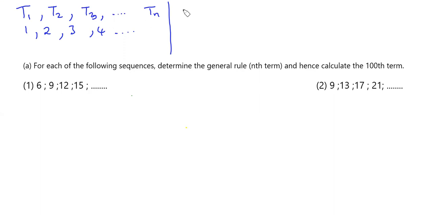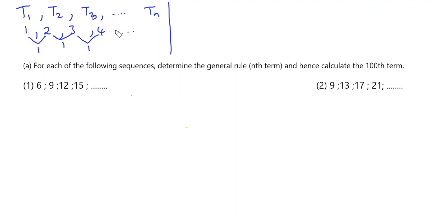For now, the terms can have a common difference. For example, what we have here, 1, 2, 3, 4. We have a common difference. If you say 2 minus 1, you get 1. If you say 3 minus 2, you get 1. So that's what you call a common difference. If you also subtract here, you also get the common difference.